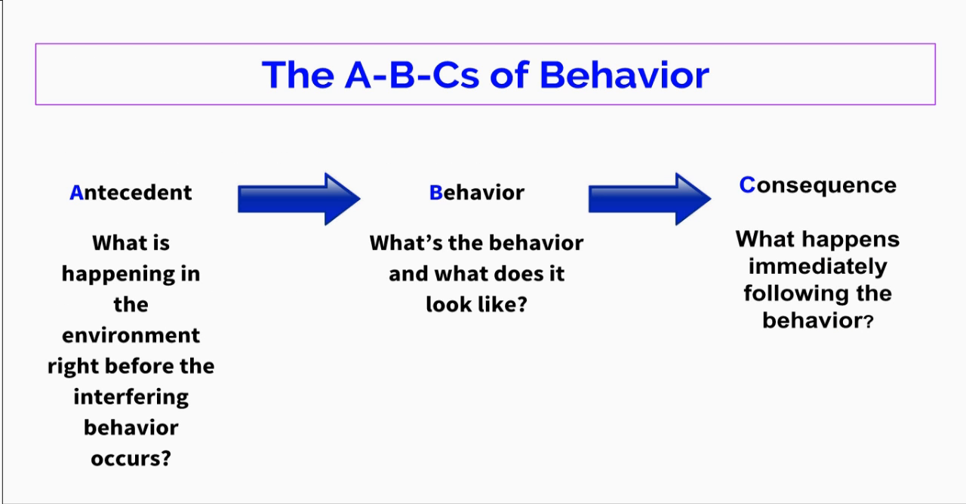Before we look at the implementation process, let's talk about the ABCs of behavior. When we refer to the ABCs of behavior, what we're talking about is the A for antecedent, B for behavior, and C for consequence. In relation to antecedent, what we're looking at is what is happening in the environment right before the interfering behavior occurs. When we talk about behavior, what we're talking about is what exactly is the behavior and what does it look like. Consequences refer to what happens immediately following the behavior.